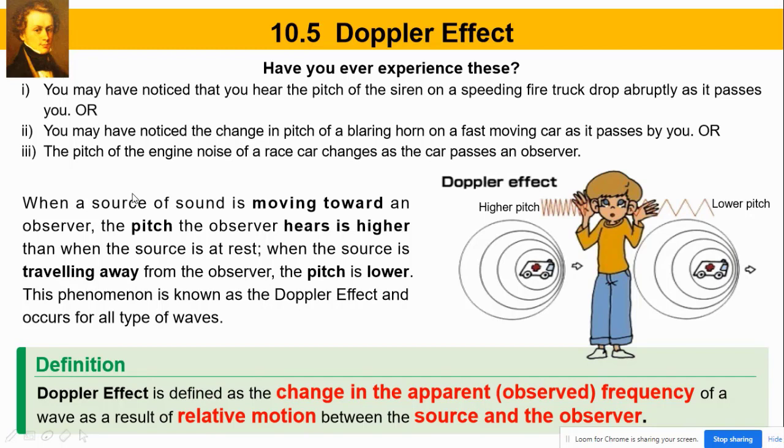So when the source of sound is moving toward an observer, the pitch the observer hears is higher than when the source is at rest. When the source is traveling away from the observer, the pitch is lower. This phenomenon is known as the Doppler effect and occurs for all types of waves. So the Doppler effect is defined as a change in the apparent frequency of the wave as a result of relative motion between the source and the observer.